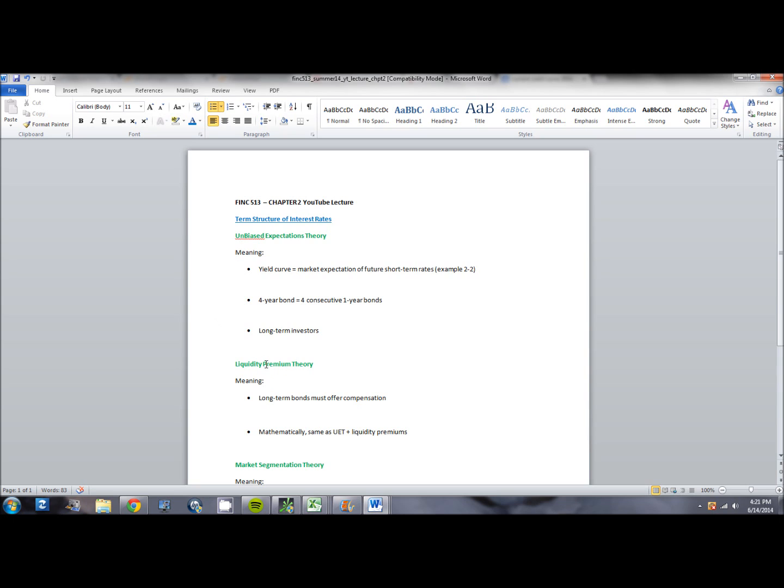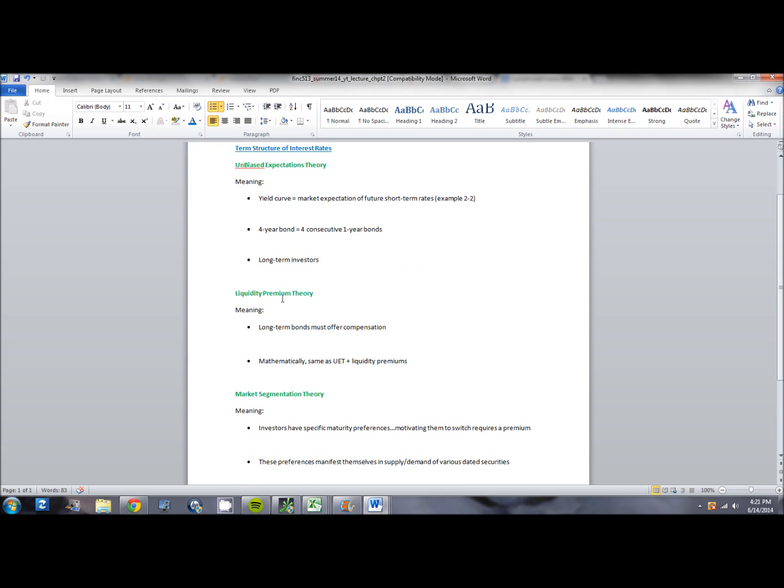Now, what about the liquidity premium theory? This one, in my opinion, is easier to understand. Let's scroll down a little bit. This one, in my opinion, is easier to understand than the unbiased expectations theory because of what you guys have already learned in classes like Finance 311 or Finance 680. Basically, this one's pretty simple.